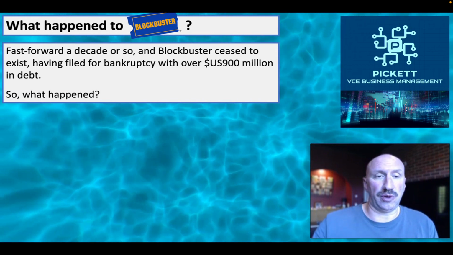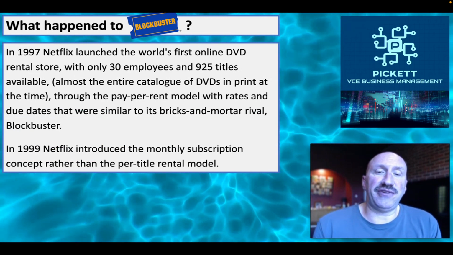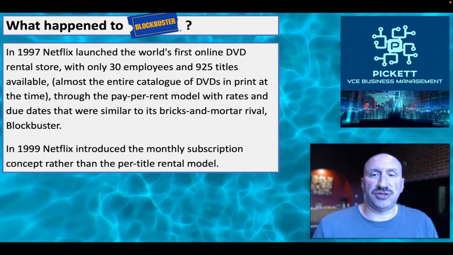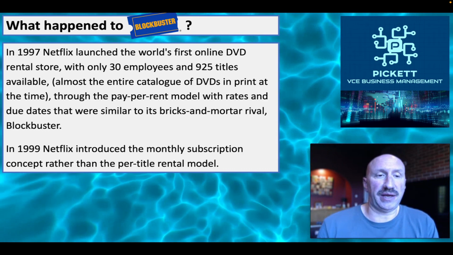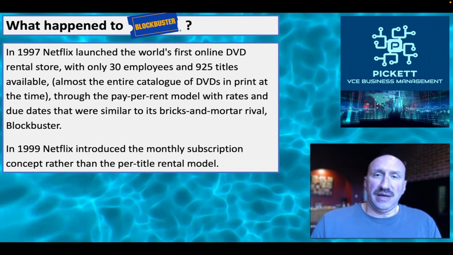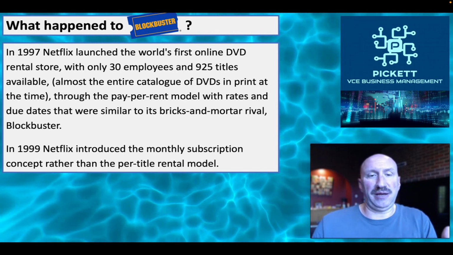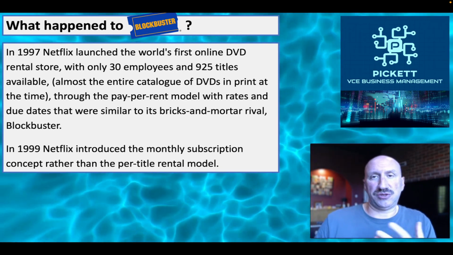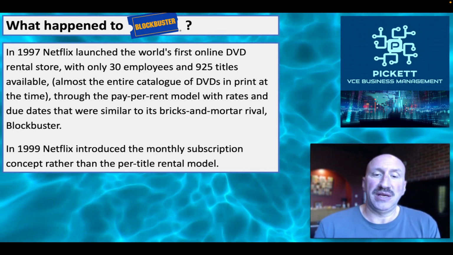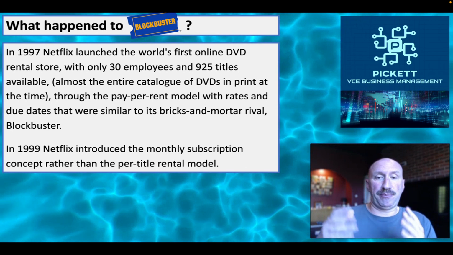So what happened to Blockbuster? Netflix happened. In 1997, Netflix launched the world's first online DVD rental store. 30 employees, 925 titles, so very, very small. But that was at the time almost the entire catalogue of DVDs that were available in print. They did it differently to Blockbuster, the pay per rent model with rates and due dates that were very similar to Blockbuster. So the cost to the customer was very similar to what Blockbuster were doing, but the method of delivery was different. Then in 1999, Netflix introduced the monthly subscription concept rather than the per title rental model.